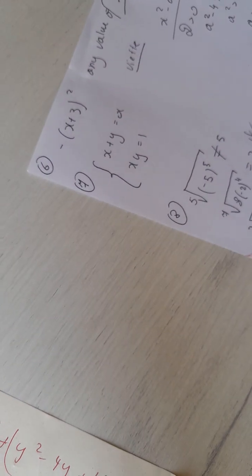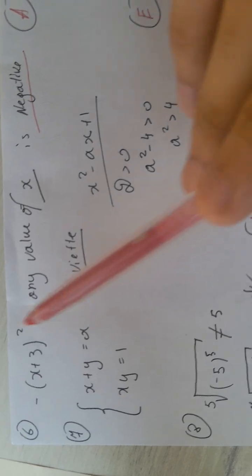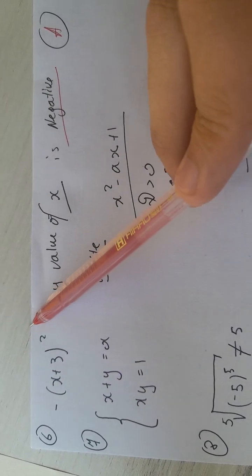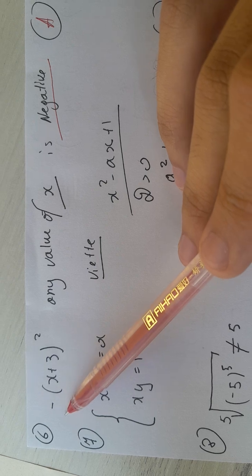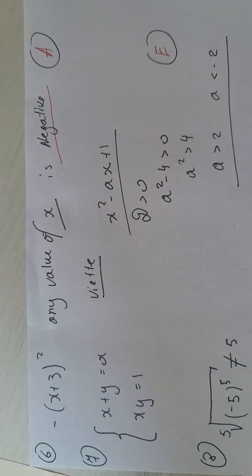Fourth, fifth. Oh, this is 6, but it's the 5th question. So we have this in square. It's always positive, and it's negative. Any value of x makes it negative.